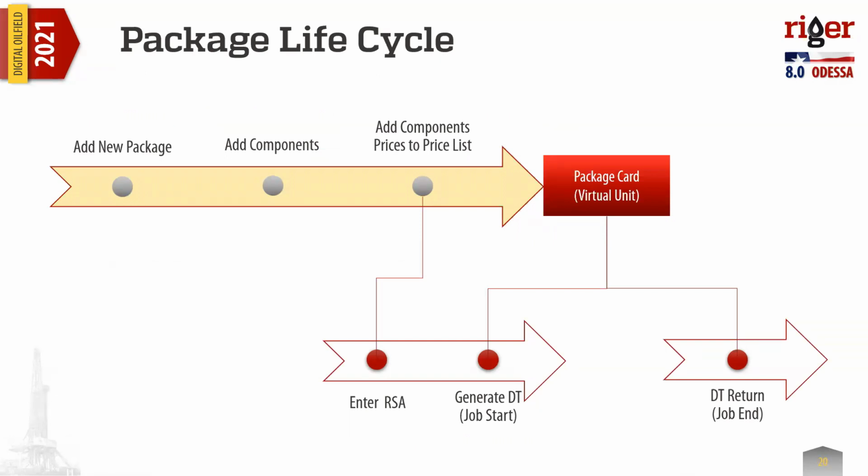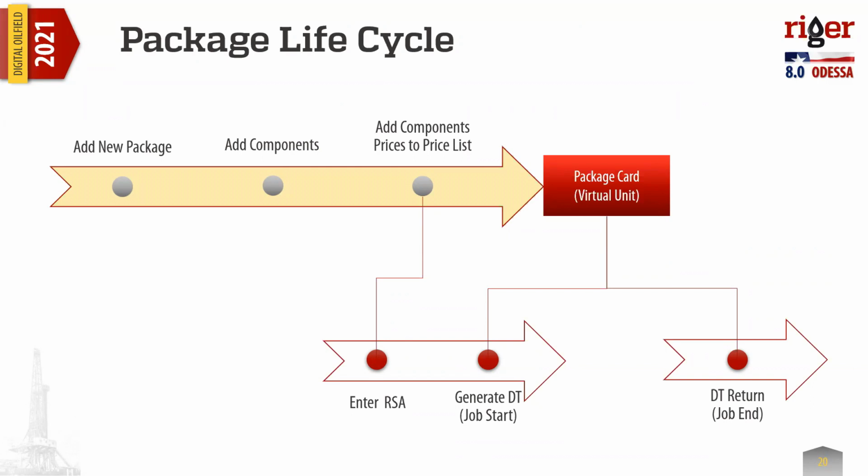The life cycle of the package: how it is created and used. As I have already mentioned, we just add a new package into the system. We add the components: the rental units, services, parts, consumables, etc. We must check that we have prices for the components in order for our package to have the correct price. So we have that check done, we have our package created, and the next thing to do is actually to use it in our RSN, to include it in the rental tickets that we are going to use to deploy our equipment to the client location.